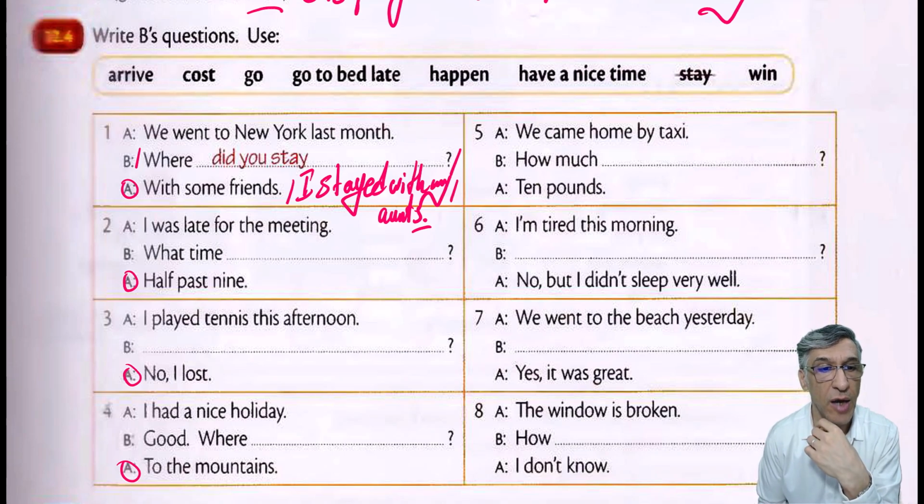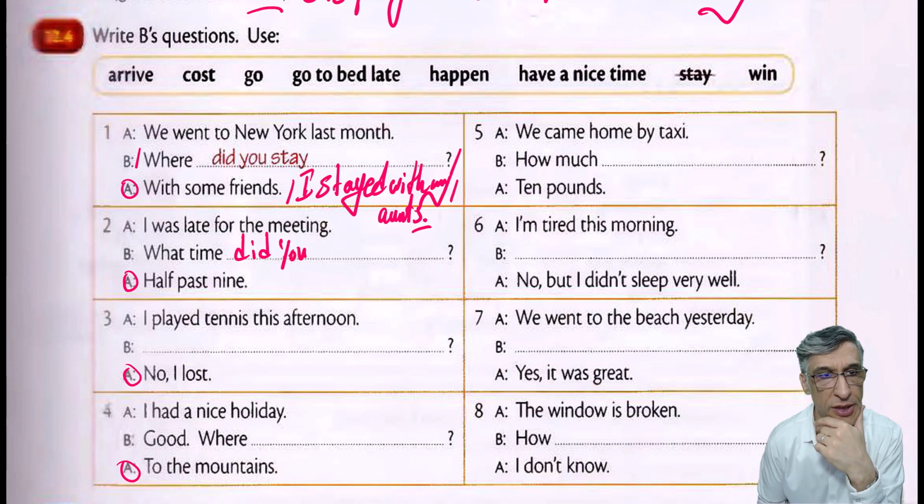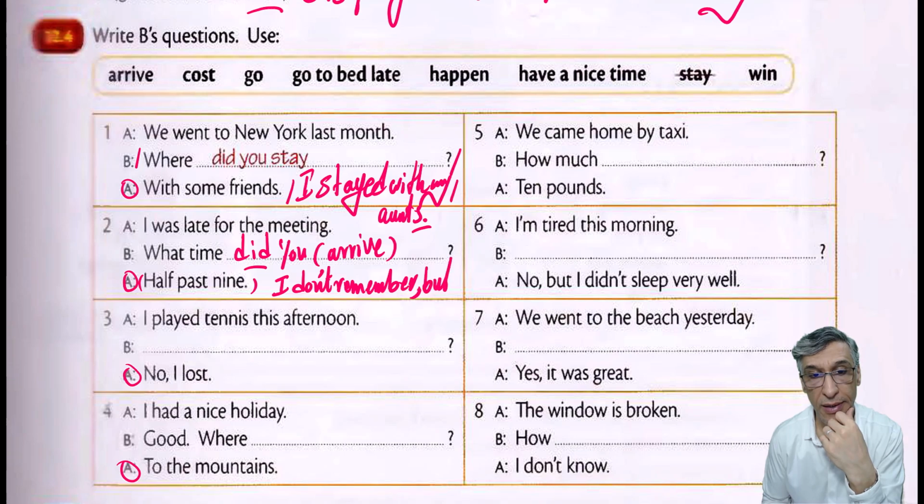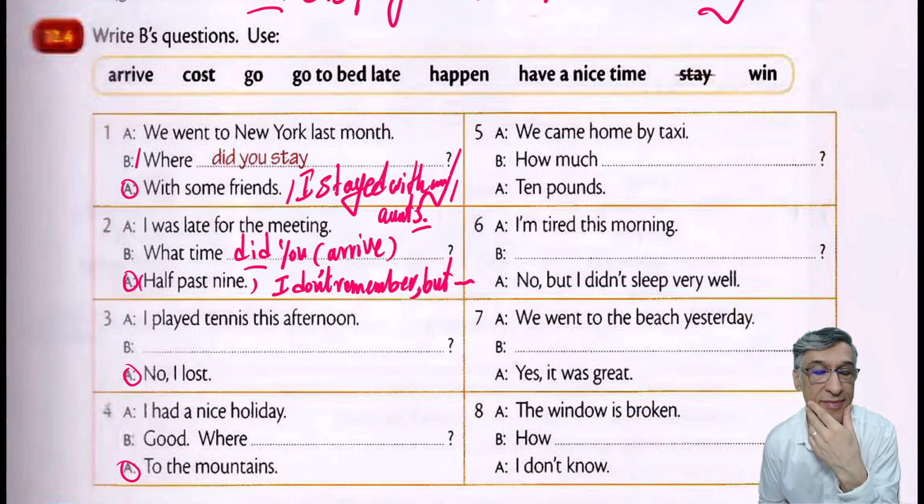Long sentences. I was late for the meeting. And what do you like to say? Say, what time did you arrive? Yes, we have the root of the verb. Look at it. I say, 9:30 is a very short answer. It was late, I don't remember. And it was very bad. You say, I don't remember, but it was very late, for instance. You can say so late too, if it was really so late.